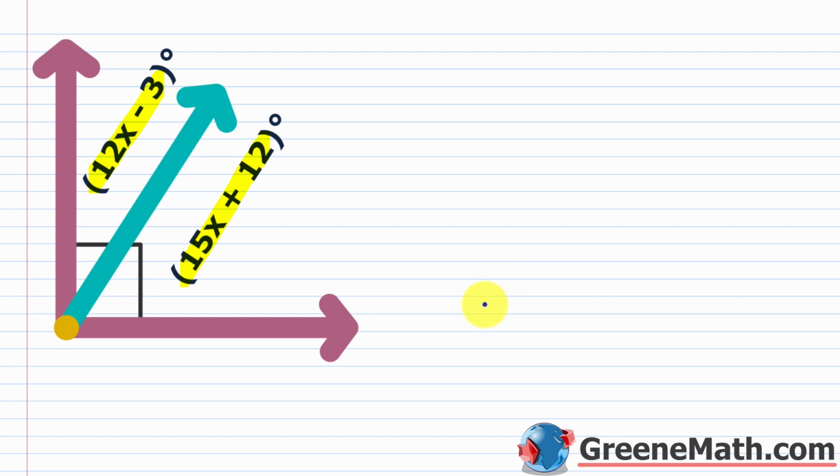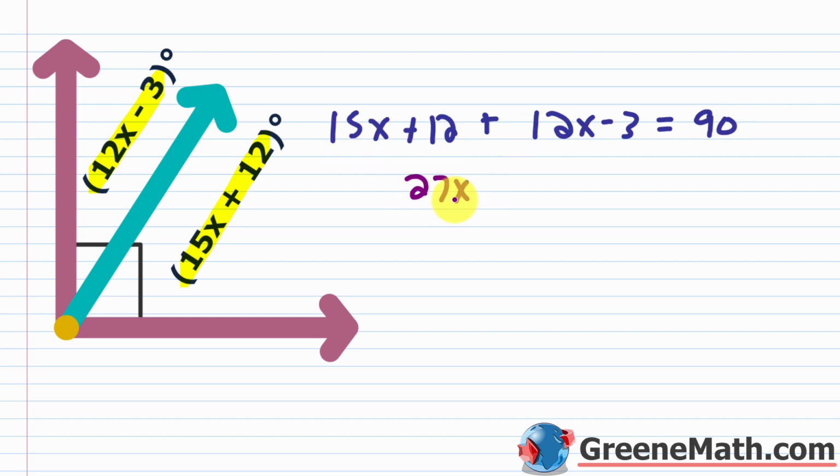To find the measure of each angle here, we use the fact that complementary angles sum to 90 degrees. So I'm going to take this measure here, which is 15x plus 12. I'm going to leave the degrees off for now. Then plus this measure here, which is 12x minus 3. I'm going to set this sum equal to 90 for 90 degrees. So we're going to solve this, and basically 15x plus 12x is 27x. Then 12 minus 3 would be 9, and this equals 90.